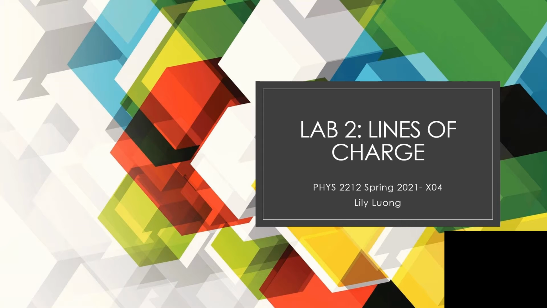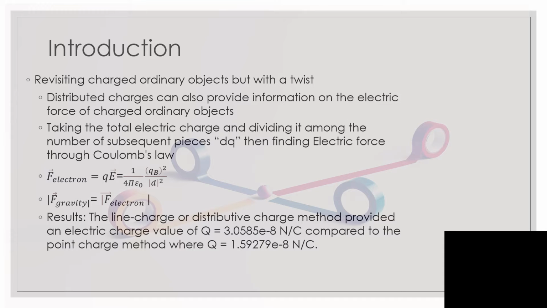Hello, I'm Lily Long, and today we're going to revisit charge tapes in Physics 2, Lab 2, Lines of Charge. We'll be exploring the method of distributed charges by taking the electric charge of a charged object and evenly dividing this value by the number of small pieces decided upon, each known as dq. We can then use the point charge Coulomb's law to calculate the electric force based on the collective interactions of the distributed charges on objects like the tapes from Lab 1.